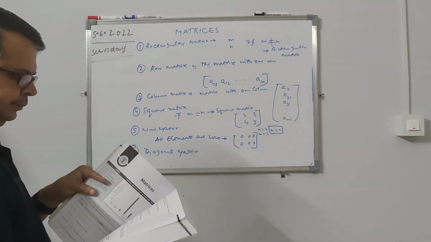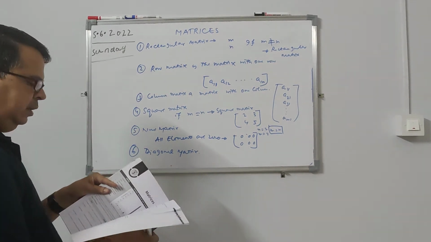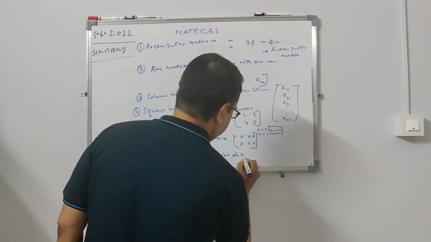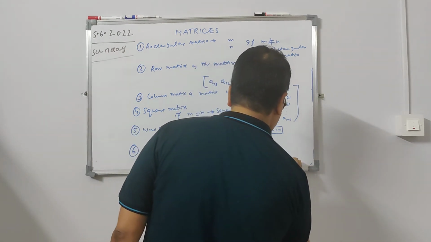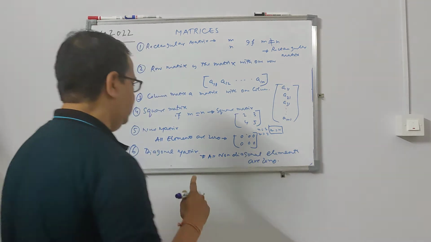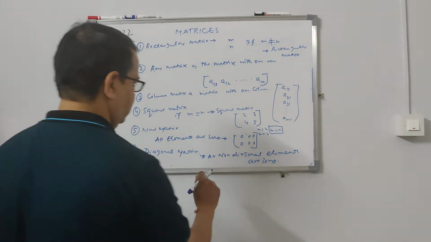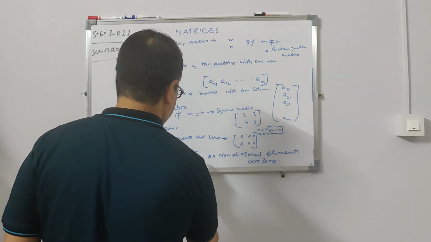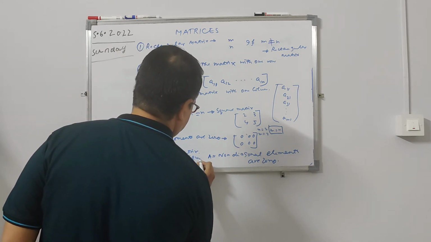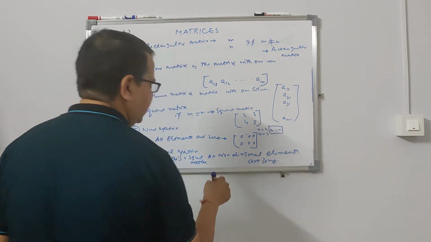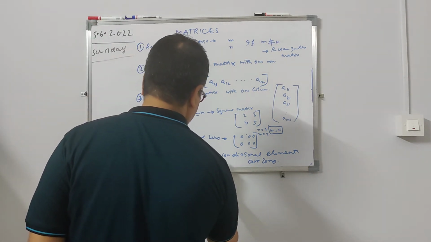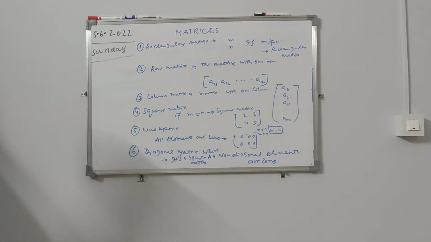So a diagonal matrix is one where all non-diagonal elements are zero, right? It is a square matrix. That has to be remembered, because diagonal elements are there. So it is a square matrix where all non-diagonal elements are zero.